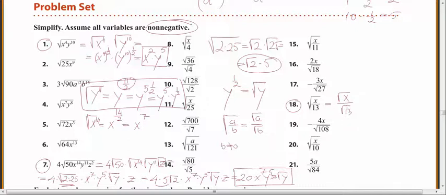Now, because we cannot have square roots in our denominators, we need to rationalize that square root of 13, and we do that by multiplying it by itself. Because you're multiplying the bottom, you're multiplying the top by the same number. Basically, you're multiplying everything by 1, because the square root of 13 over the square root of 13 is just 1. This gives you the square root of x times 13 over the square root of 13 times the square root of 13, which is just 13, or we can rewrite it as the square root of 13x over 13. And this is all we can do about 18.